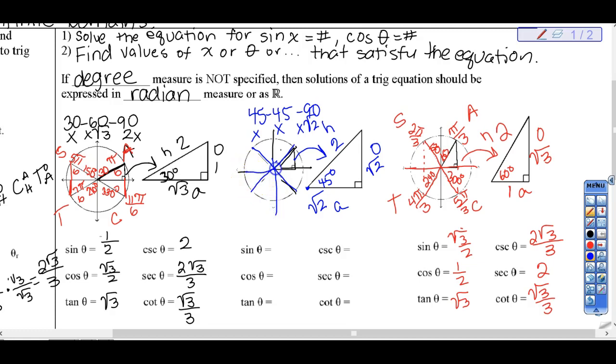Okay, so here in quadrant 1, this is 45 degrees, or pi divided by 4. In quadrant 2, where sine is positive, this is 135 degrees, or 3 pi over 4. In quadrant 3, where tangent is positive, this is 225 degrees, or 5 pi over 4. And in quadrant 4, where cosine is positive, this is 315 degrees, or 7 pi over 4.